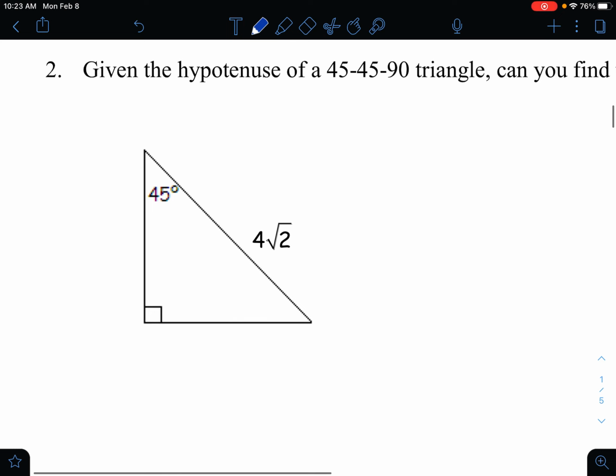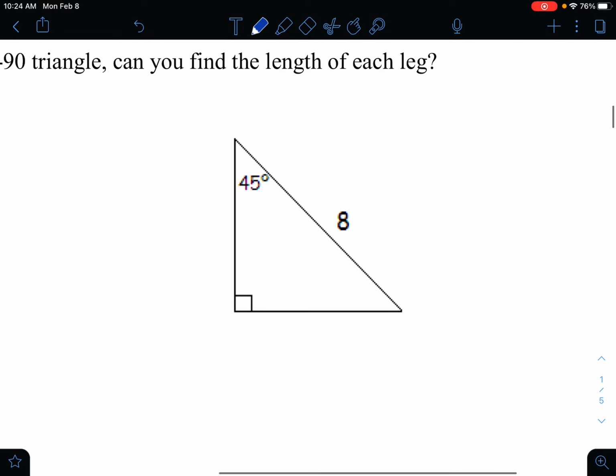Also, know that sometimes it doesn't give you the leg, and instead it gives you the hypotenuse. So in this case, we have 4 square root 2 as the hypotenuse. Remember, the way it's set up is these are both x, and this is x square root 2. Well, obviously, we know that x has to be 4 then, because x is in front of the square root 2.